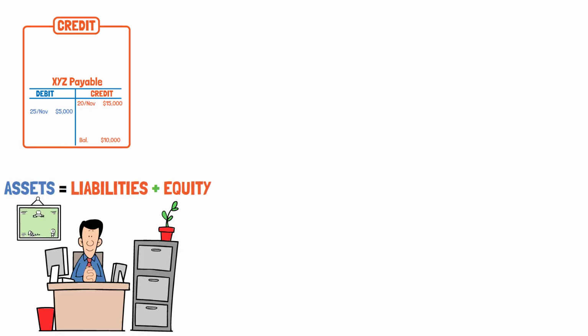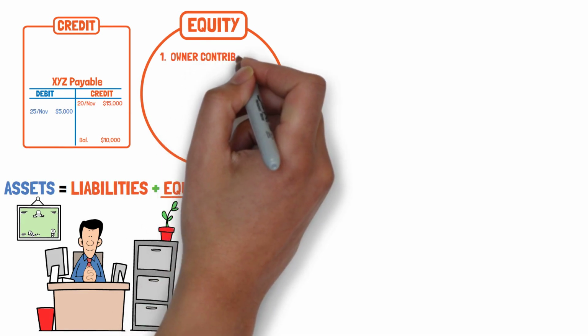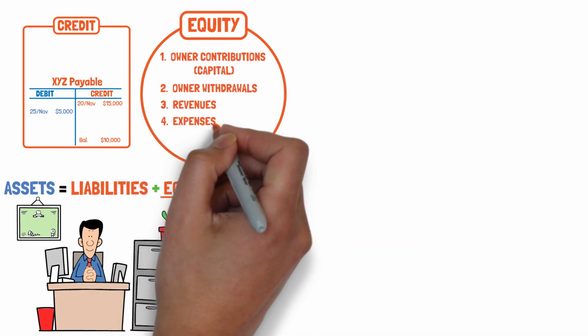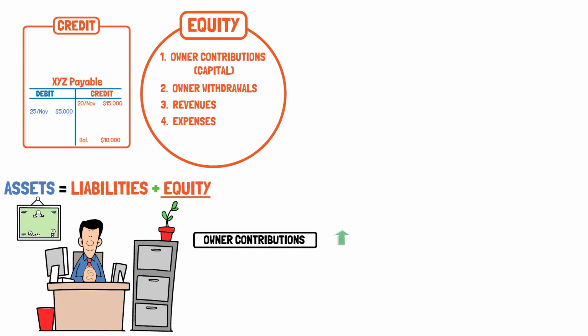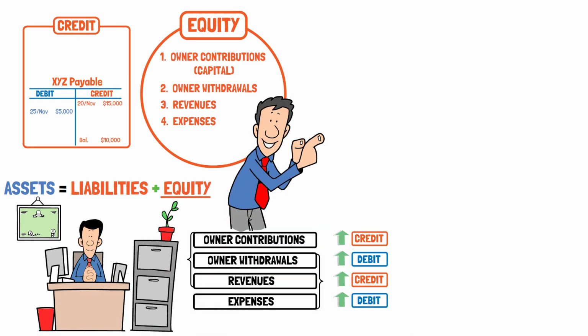Equity, the third component of the accounting equation, consists of four elements: owner contributions, owner withdrawals, revenues, and expenses. Owner contributions increase with a credit, while owner withdrawals increase with a debit. Similarly, revenues increase with a credit, while expenses increase with a debit. Since owner contributions and revenues typically exceed withdrawals and expenses, equity generally shows a credit balance overall.